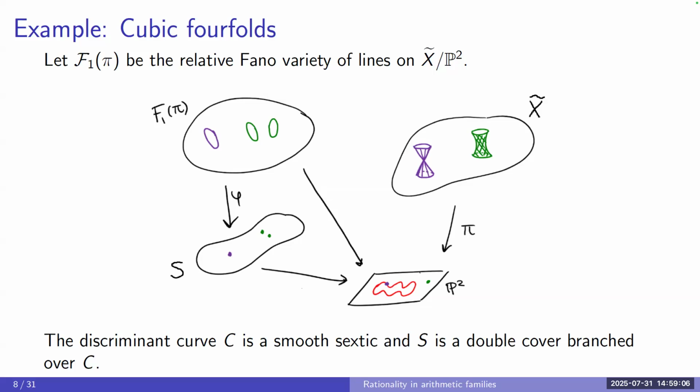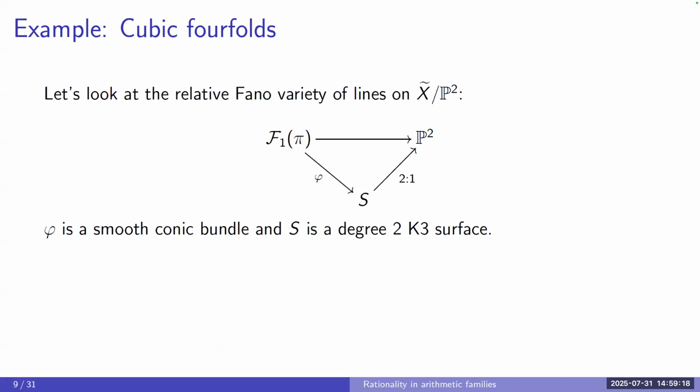It turns out in this case, this discriminant curve, the locus where the quadrics drop rank, is a smooth sextic. And this S then is going to be a double cover branched along that sextic. Okay, so what is that telling me? That's telling me that this S is a degree 2 K3 surface, and phi is a smooth conic bundle over it.